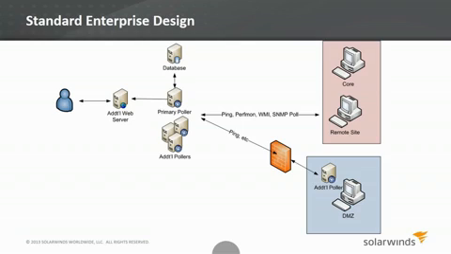So let's get to design. Here's a basic design that we're talking about, and it's pretty straightforward. It's not far off from what a smaller implementation looks like, just a couple of variations. First of all, in the center here, you've got the primary poller. That's the first installation that you do with SolarWinds, the first poller you build.